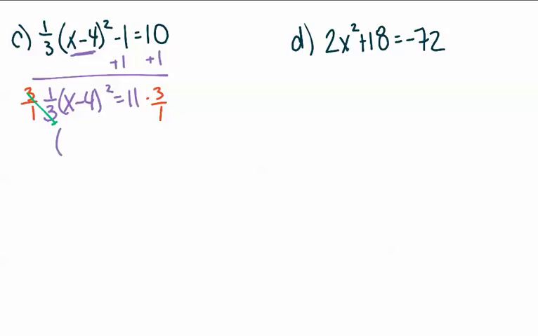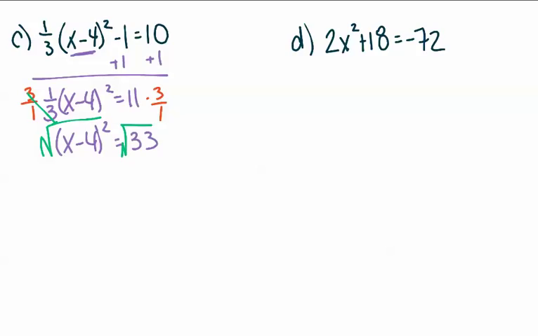And now I'm going to be left with x minus 4 squared. Do not distribute that. So x minus 4 squared equals 33. Once we have that squared term by itself, we establish that x minus 4 is a squared term. Now we can go ahead and take the square root.